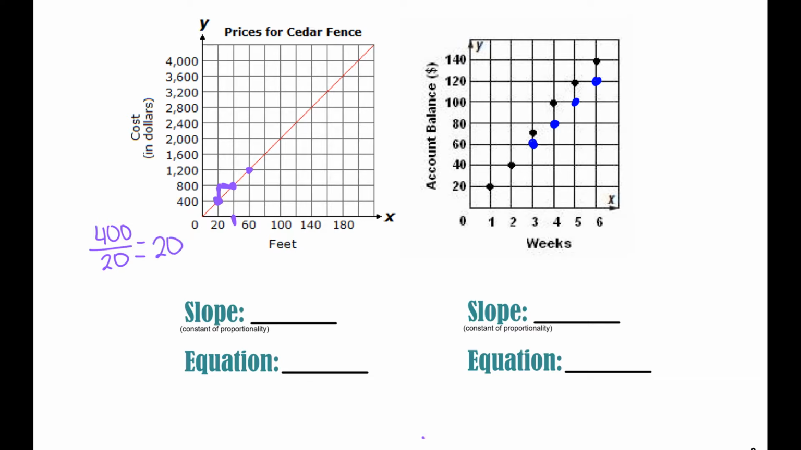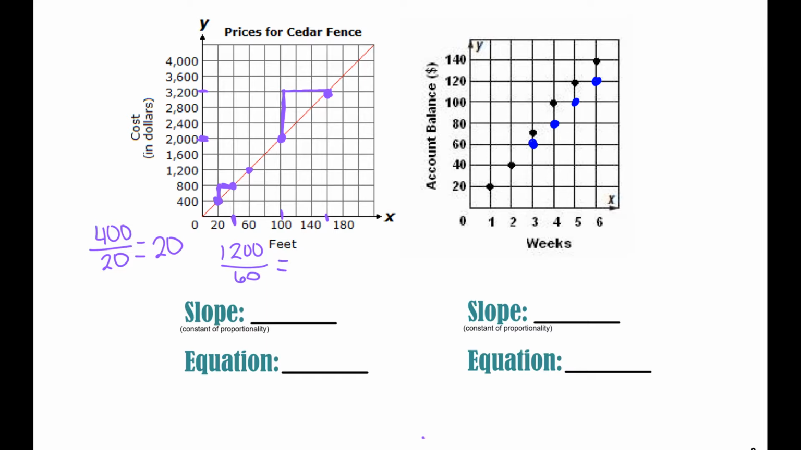Now, I just want to show you if I would have chosen some different points. If I would have gone up higher here in the graph and chosen this one and maybe up like here, points that are further apart. Same thing, if I look from here to here, I'm moving from 2,000 up to 3,200. So that would be a change of 1,200. And then when I go from here to here, that's going to be a change from 100 to 160, which is 60.